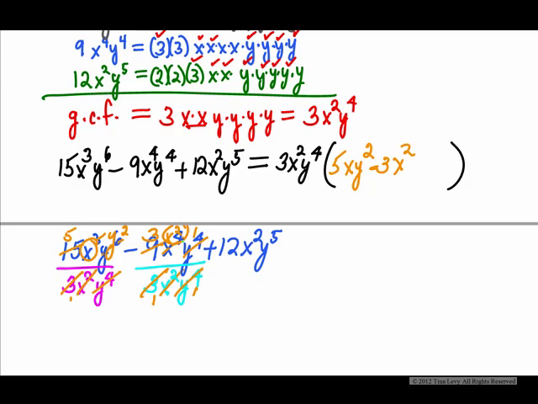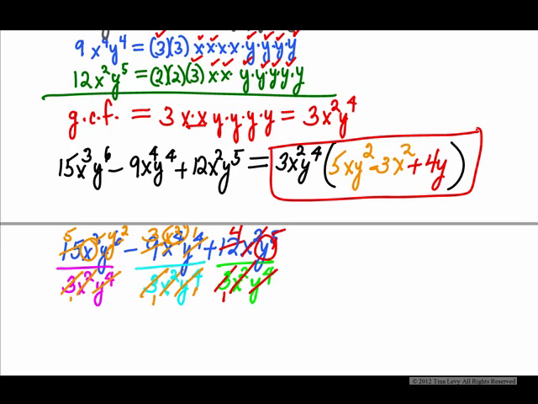Now the last one, dividing the 12x squared y to the 5th by 3x squared y to the 4th. The 3 cancels with the 12, makes it a 4. The x squareds cancel, and y to the 4th from y to the 5th gives me 1y. So this becomes plus 4y. And what we're done with, once we've divided out by the greatest common factor, we now have the factored form.